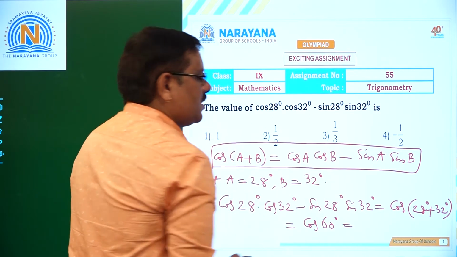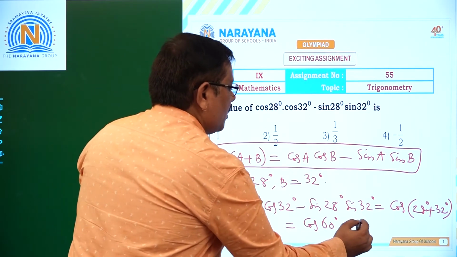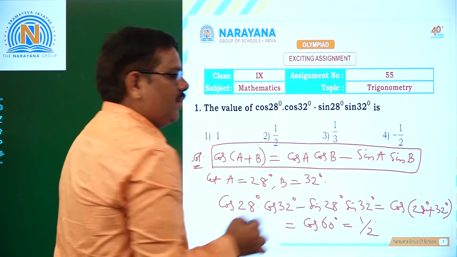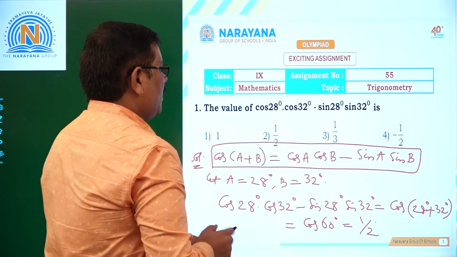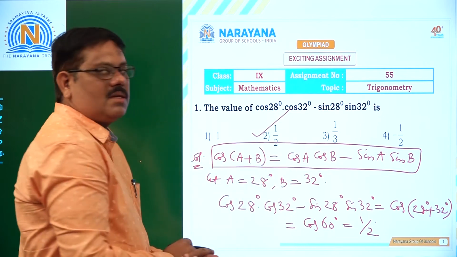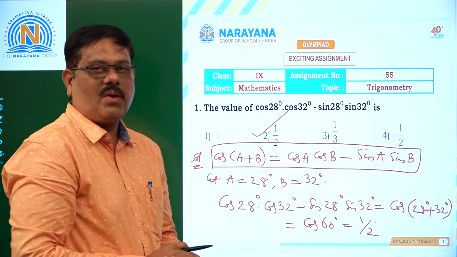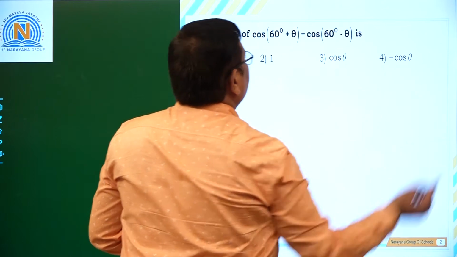What is the value of cos 60 degrees? We all know that the cos 60 degrees value is 1 by 2. So 1 by 2 is the answer in the given options. The second option is 1 by 2, so that is the right answer. Okay, now let us see the next question.